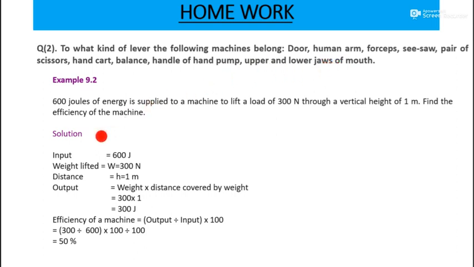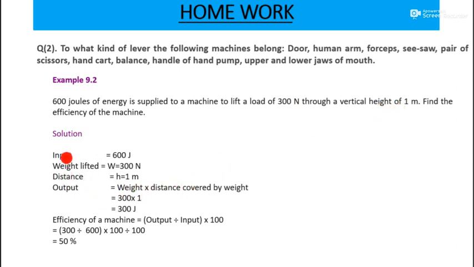Now example 9.2: 16 joule of energy is supplied to a machine to lift a load of 300 Newton vertically to a height of 1 meter. Find the efficiency of the machine. Input is energy, 16 joule. The weight lifted, represented by W, is 300 Newton. The distance, which means height, is 1 meter.